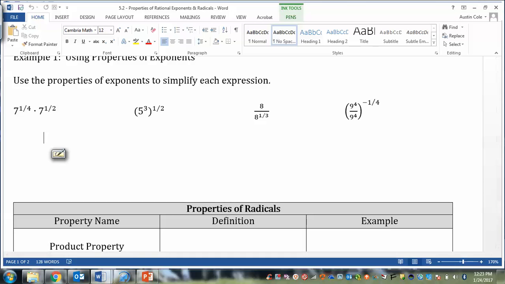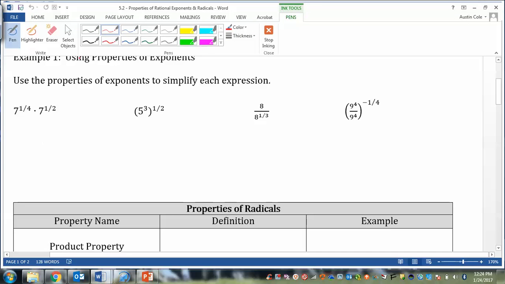Now when I add fractions, I have to have a common denominator. So a common denominator between 4 and 2 is going to be 4. So I'm going to make this 7 to the 1/4 times 7 to the 2/4. Well, that's going to be 7 to the, got to add 1/4 and 2/4, 3/4. Okay, we're going to leave it like that.